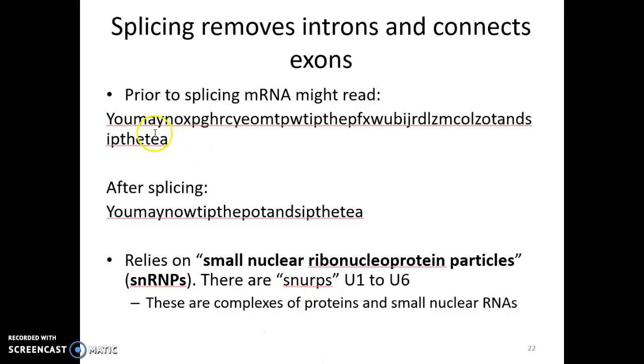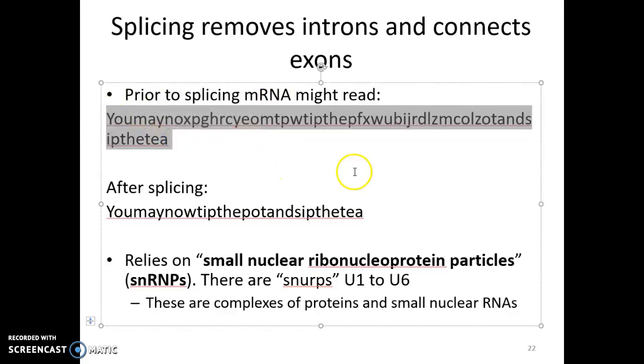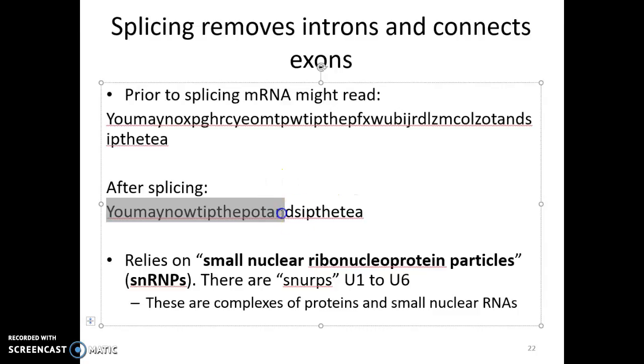So here, metaphorically, before you splice the messenger RNA, you might have this gobbledygook in terms of genetic information that the cell can't really decipher. And after splicing, you've got information organized into a sensible coding sequence. So we go from this gobbledygook to an actual message. Here you may now tip the pot and sip the tea.